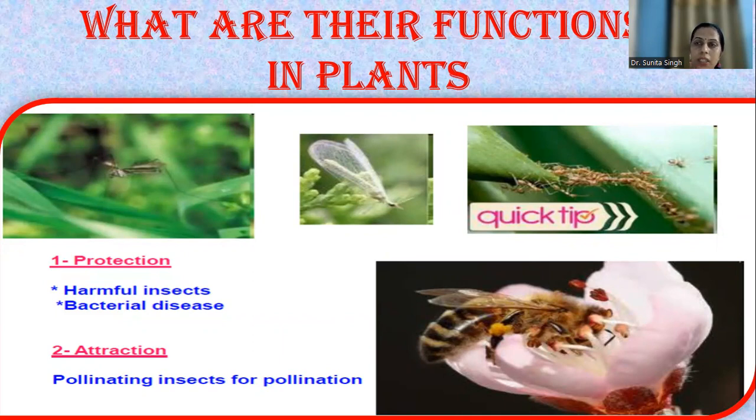So these are the basic functions of the essential oils in the plants. Essential oils are secondary metabolites, and they are not directly involved in any growth, metabolism, or processes, but they play a vital role in the defense mechanisms of the plants.